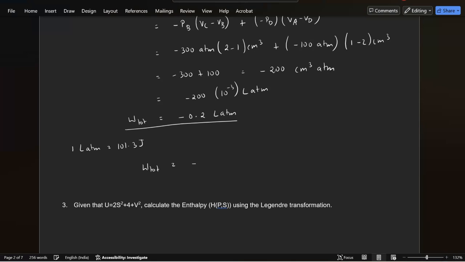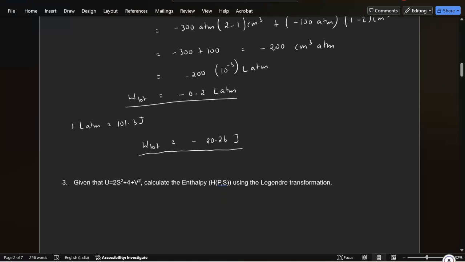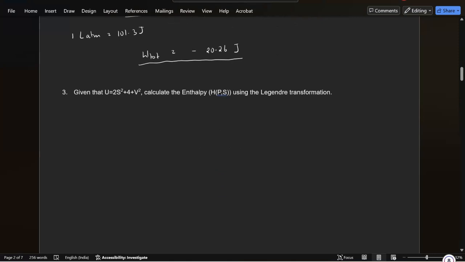Minus 10, right? So 20.26, sorry, 20.26. Yeah. Okay. 20.26 joules. That is our final answer. Okay, I know in the assignment it is in kilocal. You convert it to kilocal. Per conversion, I guess you can do it. Fine.